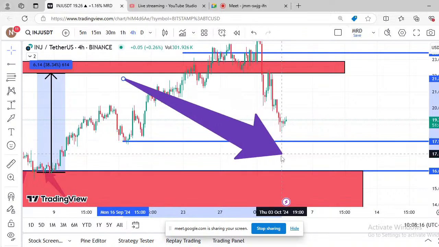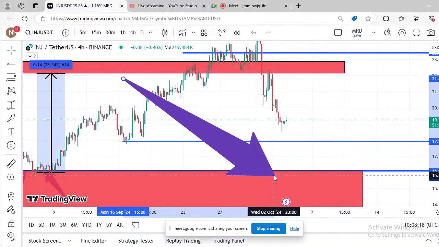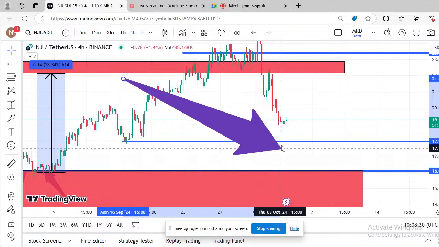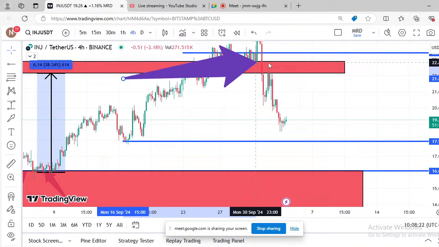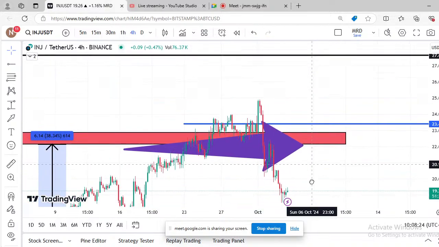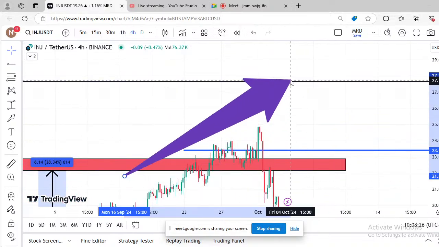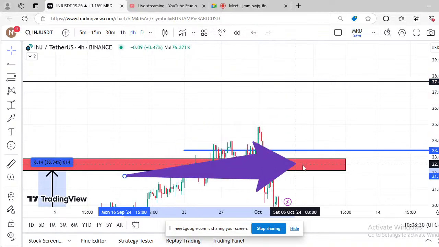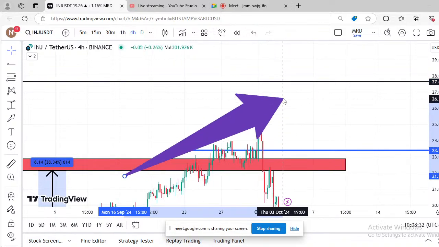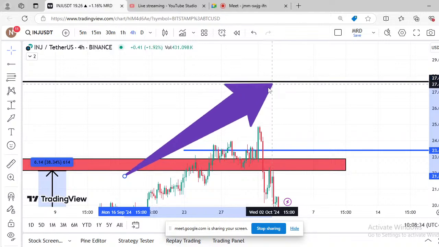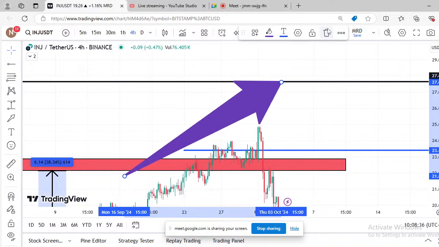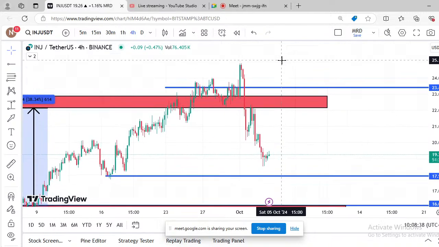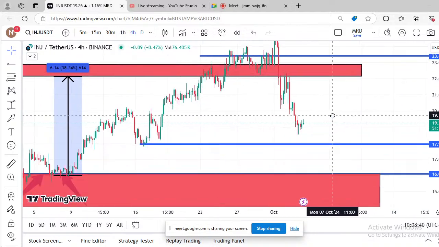When we break it, automatically we are coming here. And when we go back and close above this red one, automatically we have to look into this black line. If we close again above this red one, we are coming at the top here. Hope you are getting my point. So we can't trade this one.